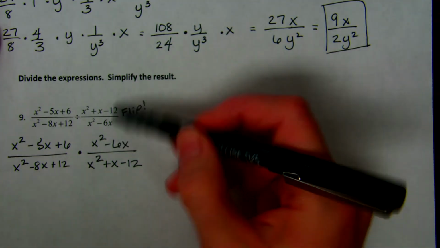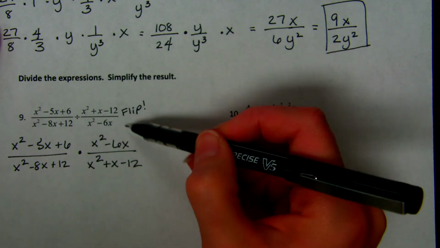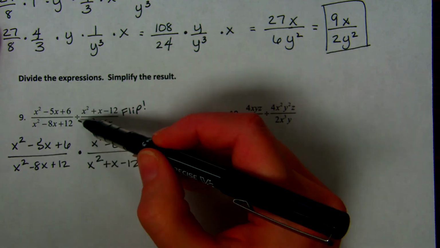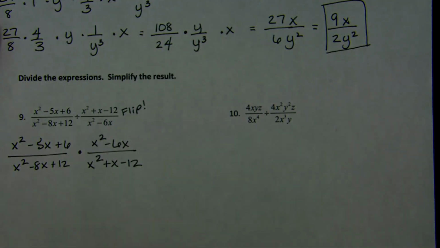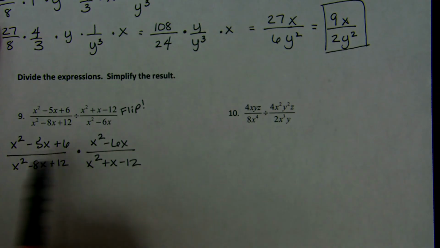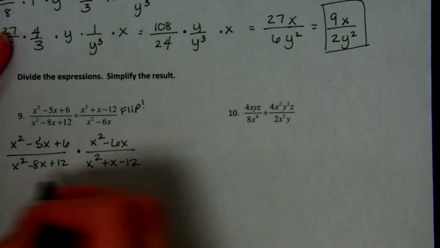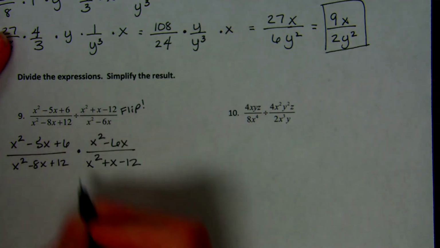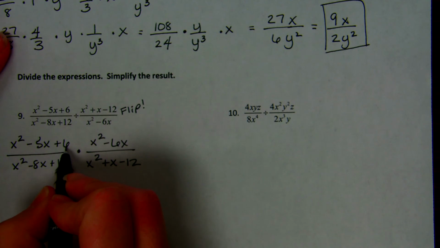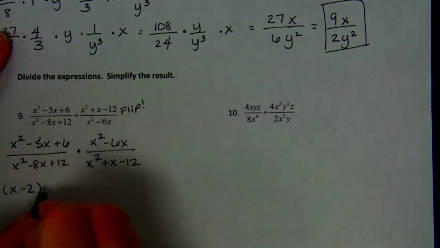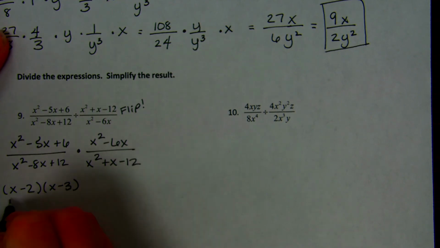So I flipped it, right? The denominator became the numerator and the numerator became the denominator, and my division sign became a multiplication sign. Now that I've done that, I can do my factoring, which is the next step. Factor everything completely. So this is x squared minus 5x plus 6. I'm looking for numbers that multiply to positive 6 but add to negative 5. This is x minus 2 and x minus 3.